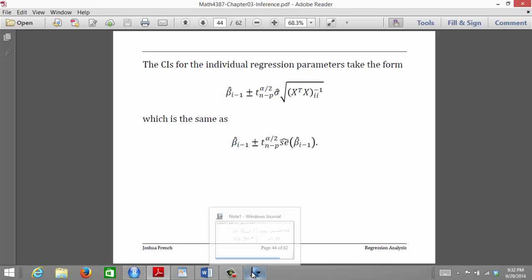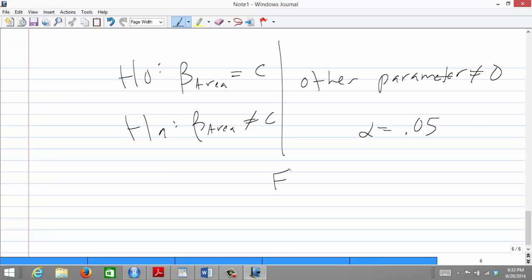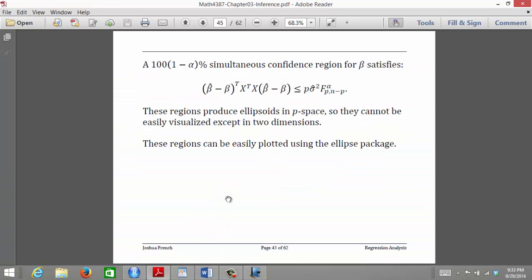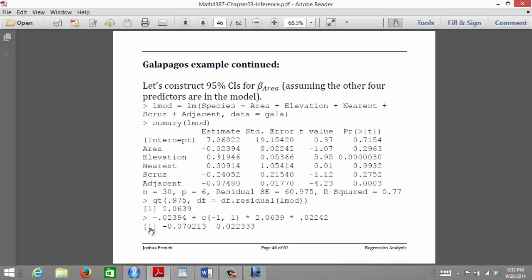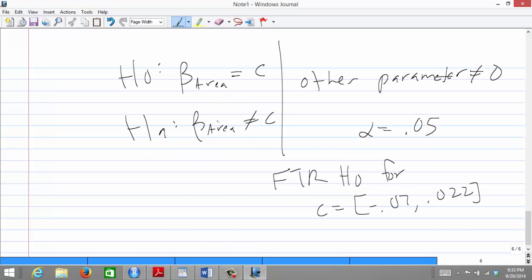So basically, for what values would we fail to reject the null hypothesis? We fail to reject the null hypothesis for C equal to negative 0.07 up to 0.022, where really we should be a little bit more exact, but I think you get the idea. So we just look at the lower bound and the upper bound of our confidence interval here. That lower bound and that upper bound specify the limits of C that would cause us to fail to reject the null hypothesis for the test that we have right here.